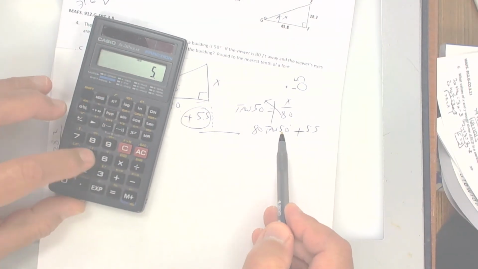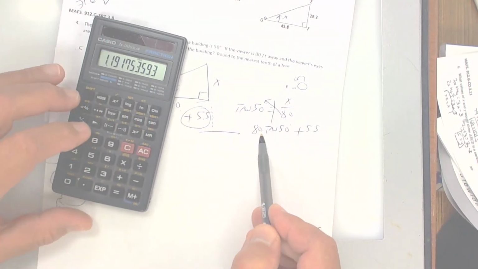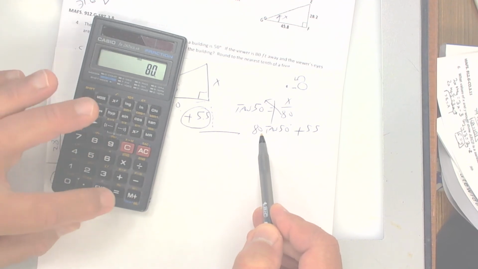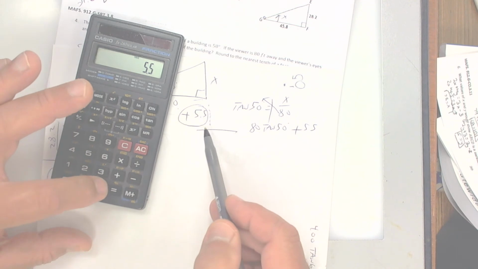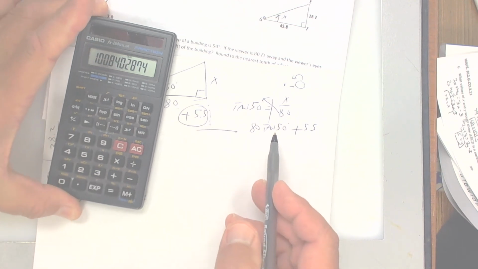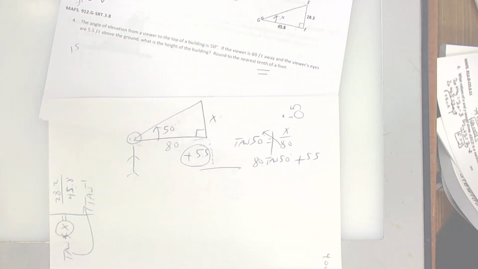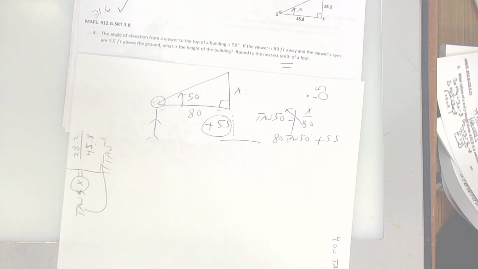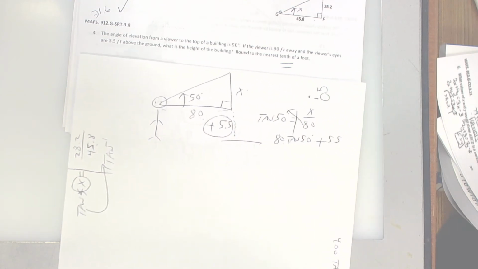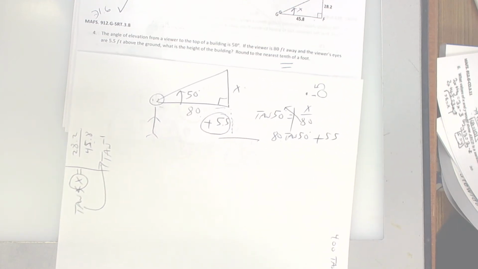So you're going to do 50, press tangent, and then you're going to do times 80, press equals, and then plus 5.5 because she's up a little bit. And I get 100.8, and let's see what she got here. All right, so let's think about this a minute, and let's take a look at it because that's not what she got right here. So let's go back over it.